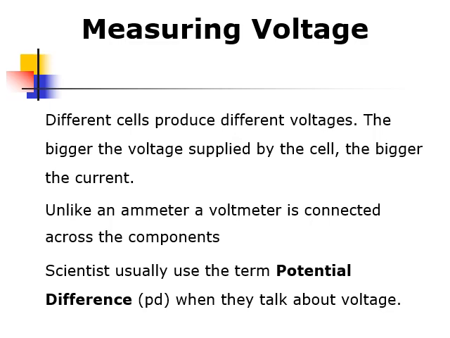Second, unlike an ammeter, which is connected in series, a voltmeter is connected across the components. That's going to be a little easier to think about on the next slide, because we're going to see what that looks like in a circuit diagram. The voltmeter is always connected across the components that you're measuring the voltage of. And then finally, scientists usually use the term potential difference when they talk about voltage. Potential difference and voltage mean the same thing, just two different ways to talk about the same concept.